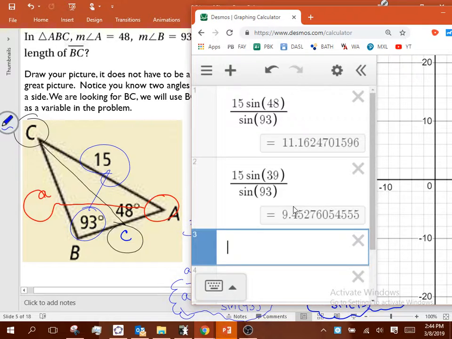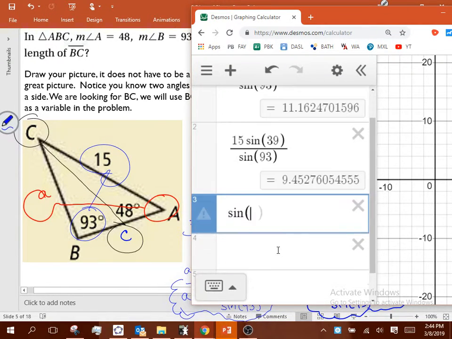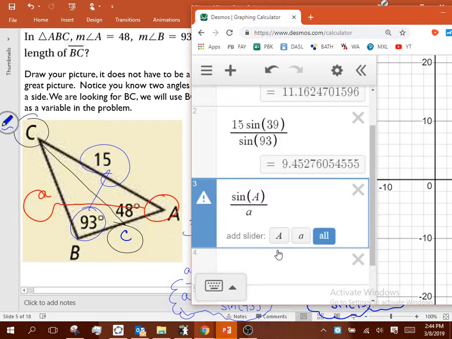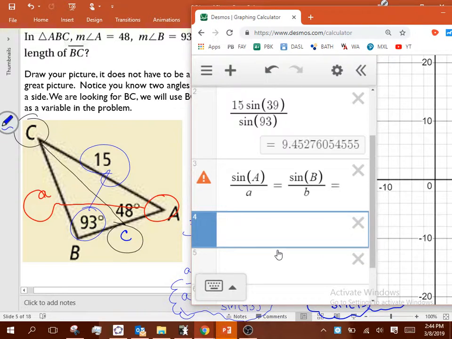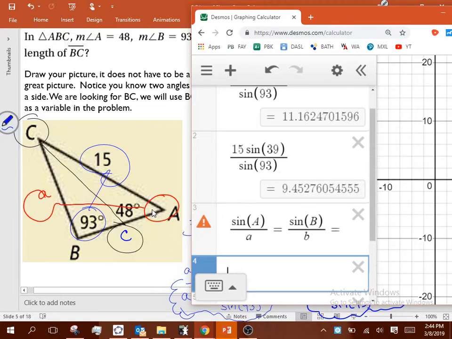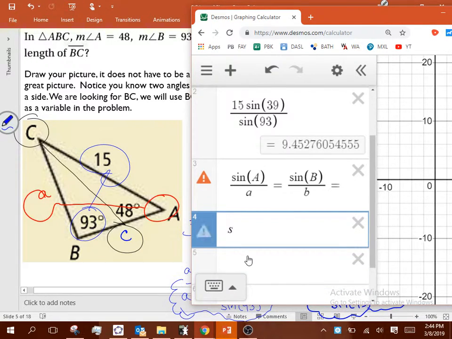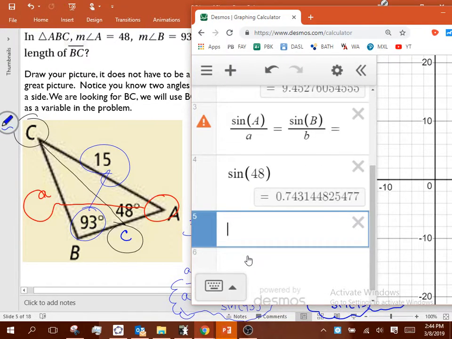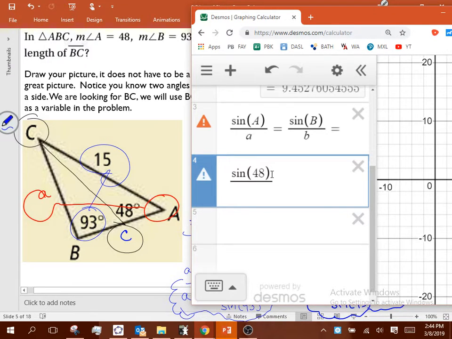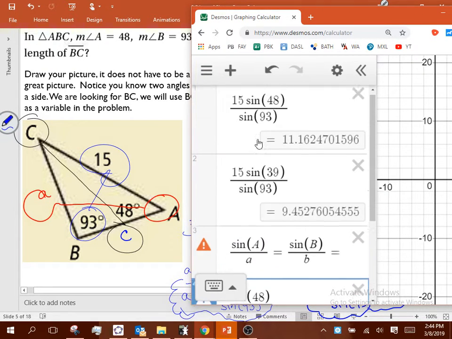So what I'm going to do is try to see, because we should know this, that sine of A divided by A should equal sine of B divided by B, which should equal sine of C divided by C. We agree with that? That's what the law of sines says. Well, if I take A is 48, sine of 48, which is that number right there, and divide that number by the length of the side opposite 48, which was A, the 11.16 number.